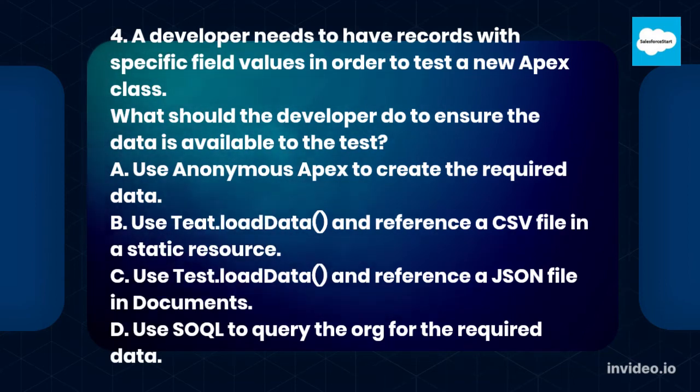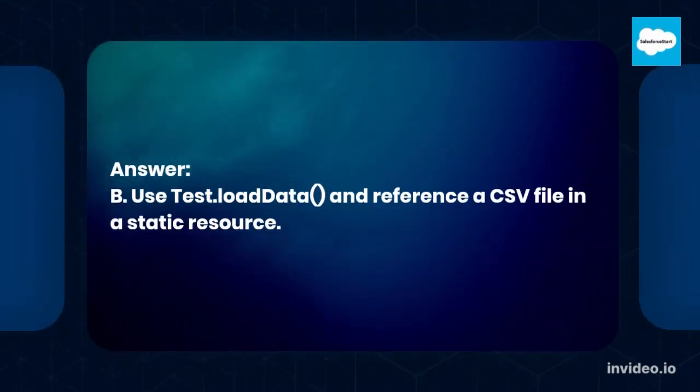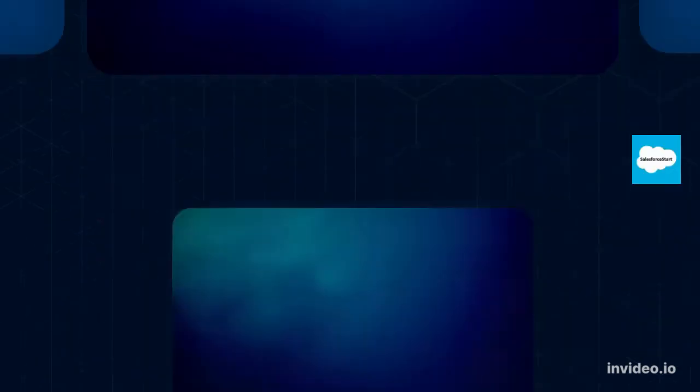4. A developer needs to have records with specific field values in order to test a new Apex class. What should the developer do to ensure the data is available to the test? A. Use anonymous Apex to create the required data. B. Use Test.loadData and reference a CSV file in a static resource. C. Use Test.loadData and reference a JSON file in documents. D. Use SOQL to query the org for the required data. Answer. B. Use Test.loadData and reference a CSV file in a static resource.